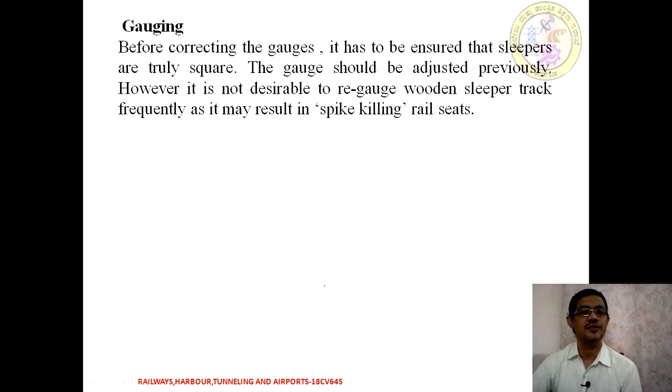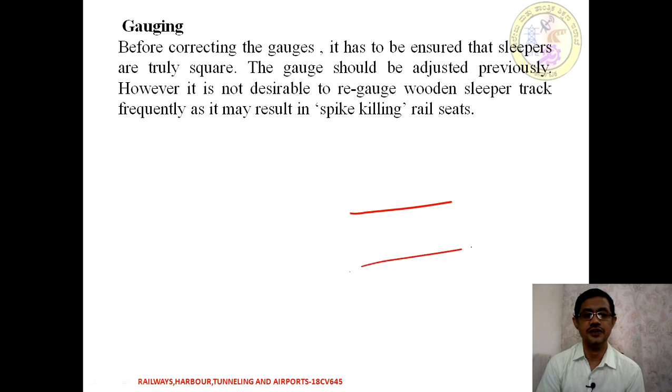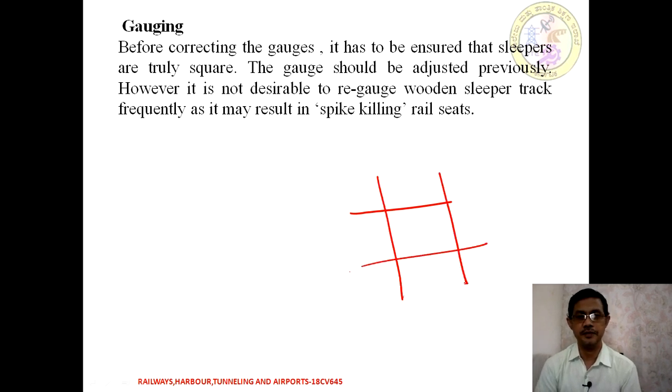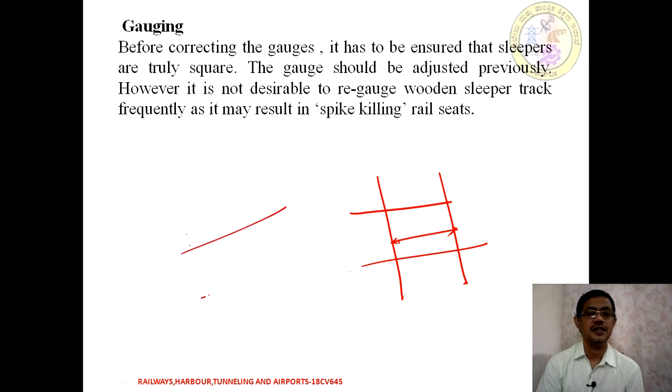Next is gauging. Before correcting the gauge, it should be ensured that the sleepers are truly square, because if the sleeper is exactly square, then our rail sections are going to be perpendicular. Then whatever gauge we are measuring is going to be correct. Suppose the sleepers have an inclination and the rails are measured, we can see a few things here.